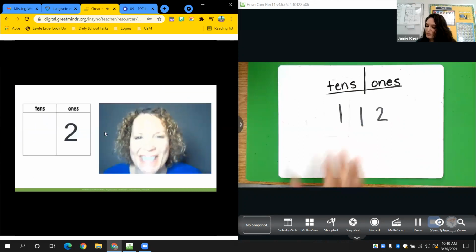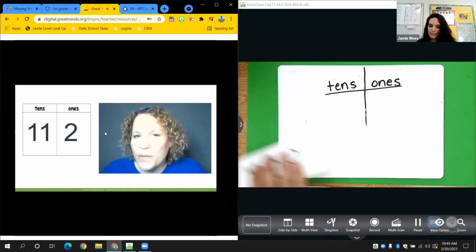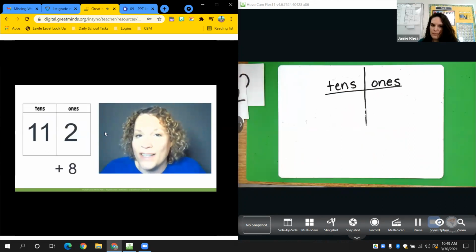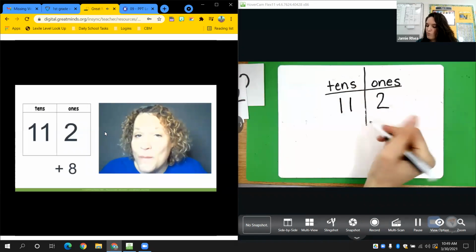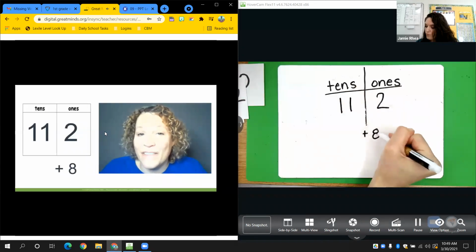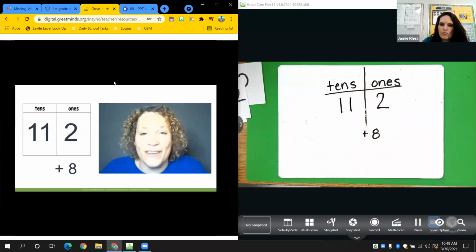Who's ready for a curry challenge? Ooh, let's do it. What would you get if you added 8 ones to 11 tens 2? Push pause to figure it out, and then write your answer in a place value chart.